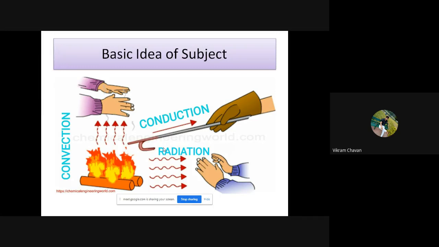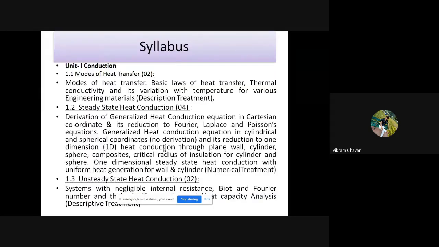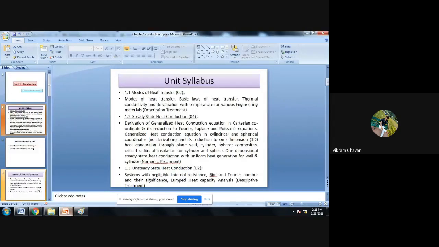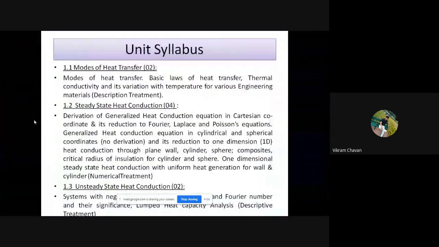And if you want to transfer heat from a low temperature region to a high temperature region, we require some external assistance. That is our second law of thermodynamics. So the syllabus of this particular chapter is divided into three segments. Which are those segments?